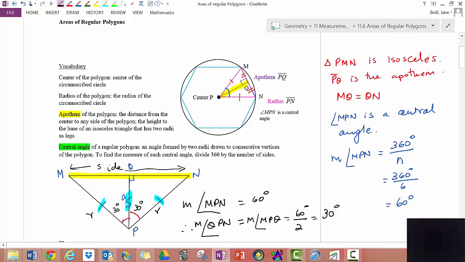Now girls, I want you to think about this. If you were given in this triangle any one of R or A or S, you could use the knowledge you have acquired about special triangles to solve for the other variables. Like if you know R, you can solve for A and for S, which is the side. Of course, you can always use trigonometry.